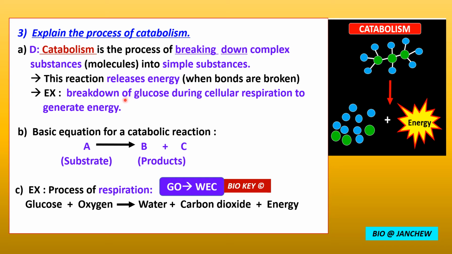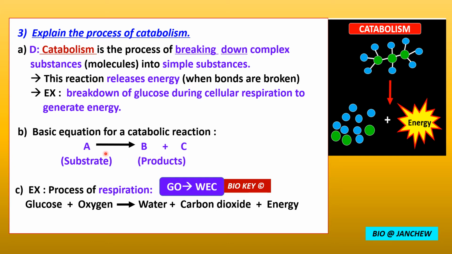An example is the breakdown of glucose during cellular respiration in the cells to generate energy. Respiration is an example of catabolism because we take glucose, which is a complex molecule, and break it down finally to form carbon dioxide and water, which are simpler molecules, with the release of energy. So the basic equation for a catabolic reaction is a more complex substrate broken down to form simpler products.